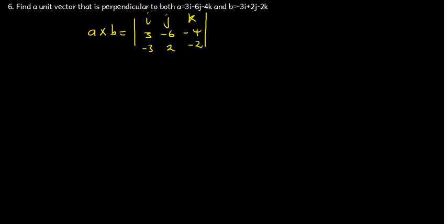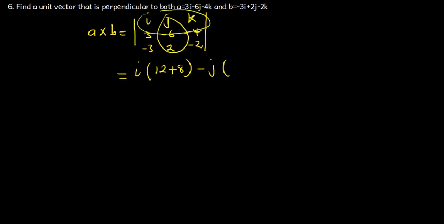Finding the determinant of this, we have got i. Negative 6 times negative 2. If we remove the row and column, what remains is this one. That's the one we are finding the determinant of. So we have got 12 plus 8. And then we go to negative j. We remove this and this. So the matrix which remains, we have got negative 6 minus 12. And then plus k, we are going to have a 6 minus 18.